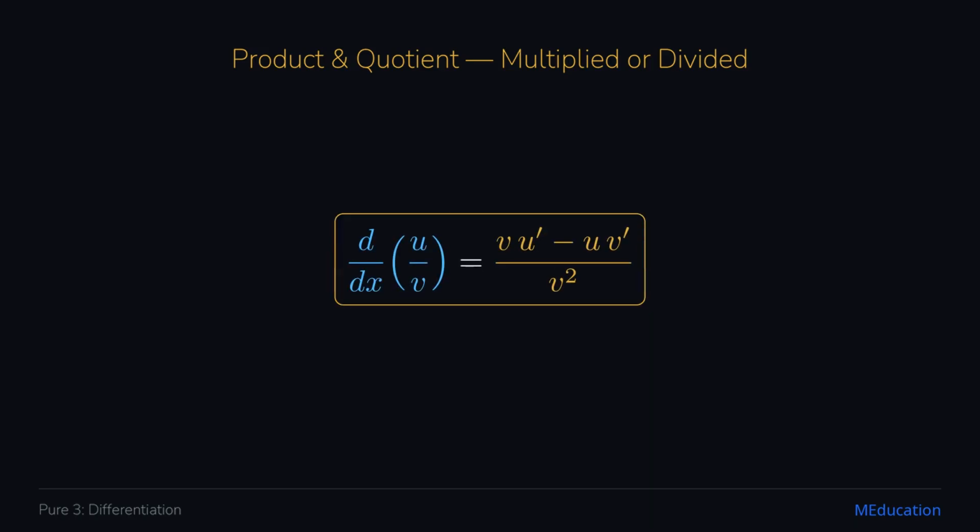When they are divided, the quotient rule takes over, and it is fussier because order matters. Bottom times derivative of top, minus top times derivative of bottom, all over the bottom squared. The minus sign is where marks go to die, so write the bottom first and respect that subtraction. Low d high minus high d low over low squared.